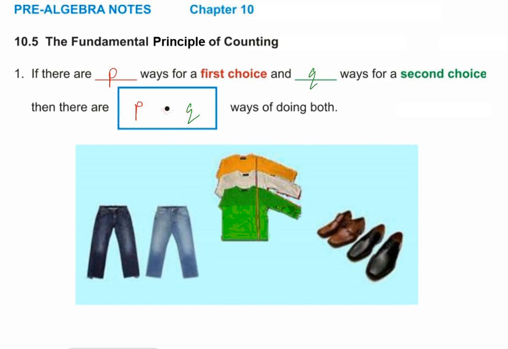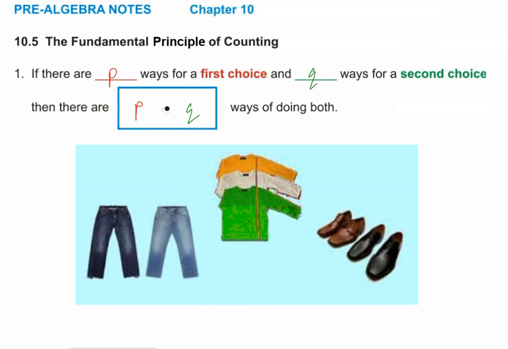So how many possible ways can it be done? What would you think? Don't say anything out loud. How many possible ways? Come on, think. Maybe it has something to do with the fundamental principle of counting. Maybe. So how many different ways?